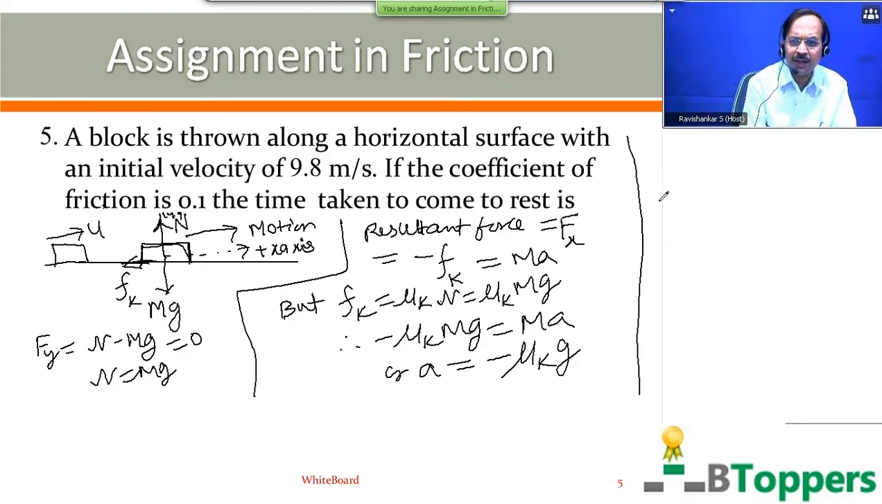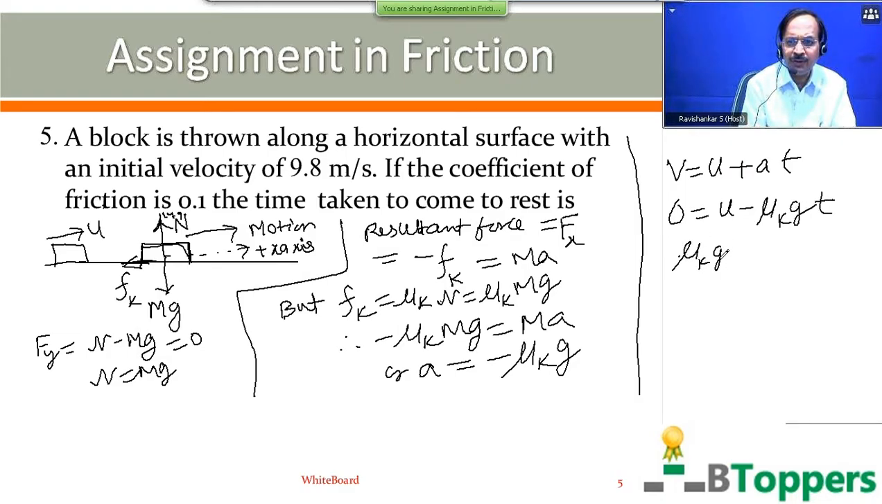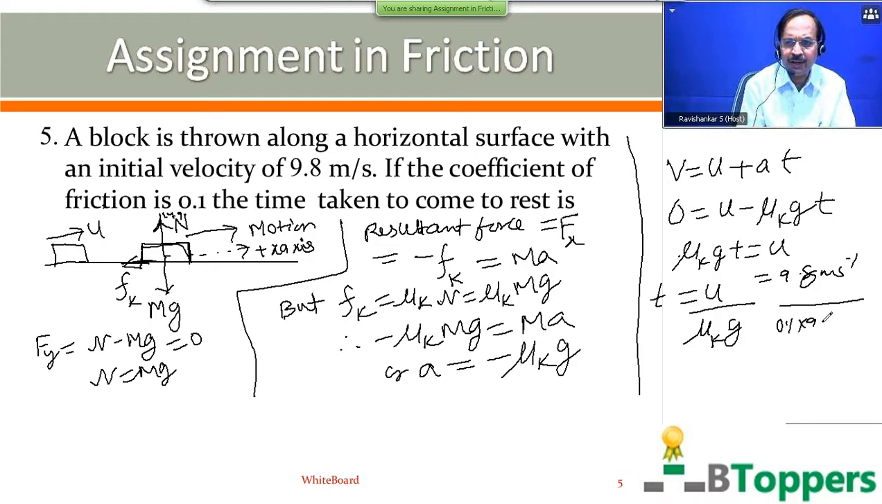So to find the time taken to come to rest, use the formula v equal to u plus at. When it comes to rest, the final velocity is 0. The acceleration is equal to minus mu k into g. So you get mu k into g into t equal to u. So the time after which it comes to rest is given by u by mu k into g. You can write u equal to 9.8 meter per second, this is given in the problem. Mu k equal to 0.1, g is 9.8 meter per second square. So you get t equal to 10 seconds.